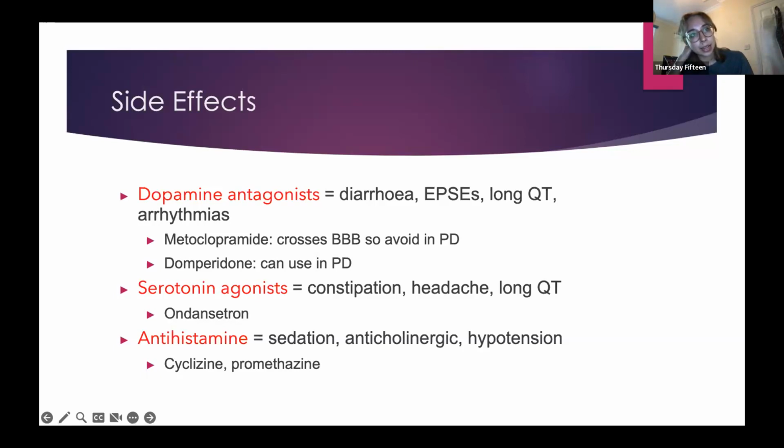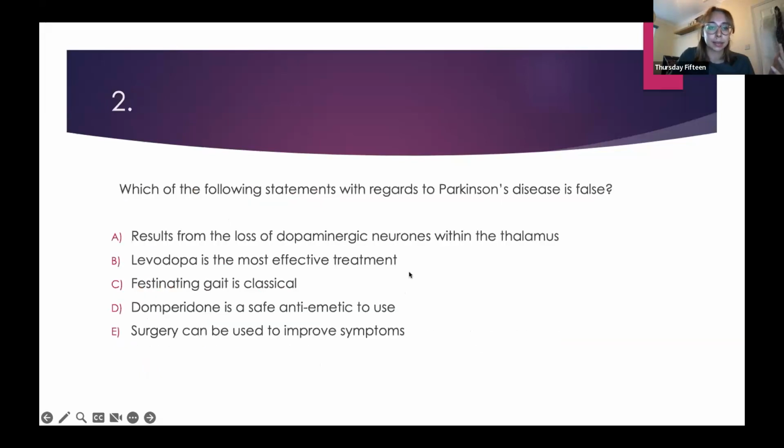Serotonin antagonists, that's ondansetron, are commonly associated with constipation, and antihistamine antiemetics, cyclizine and promethazine, can be quite sedating and sometimes cause anticholinergic side effects as well. So just consider, when people are on those meds, whether we'd be increasing an elderly patient's anticholinergic burden if we're adding in these antiemetics. So question 2, this was a question about Parkinson's disease.